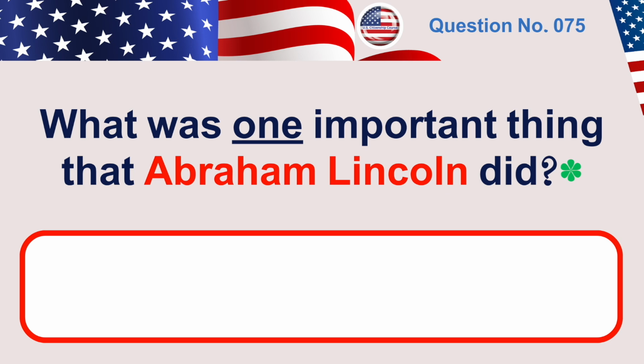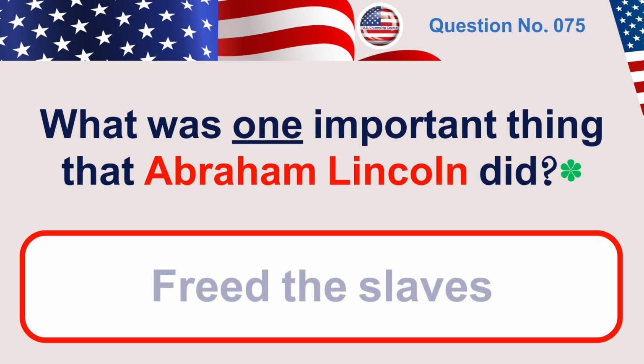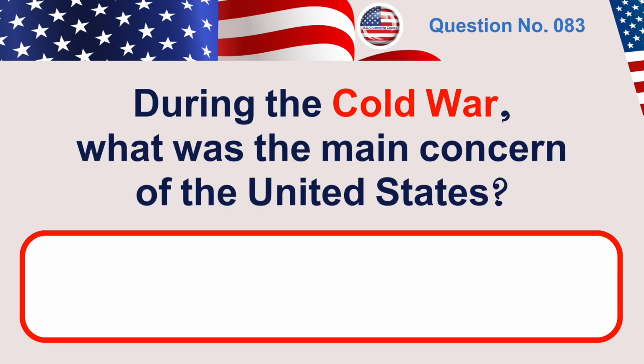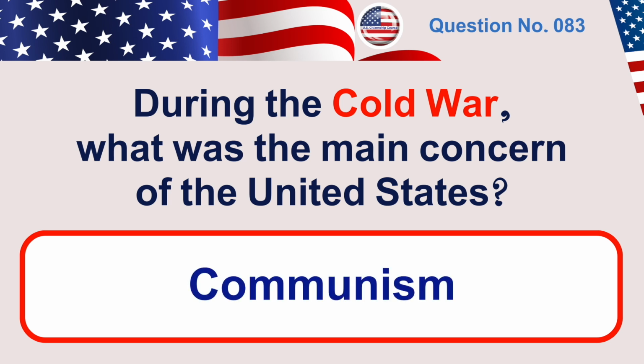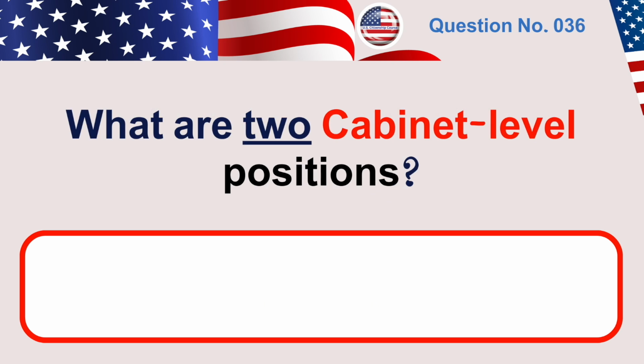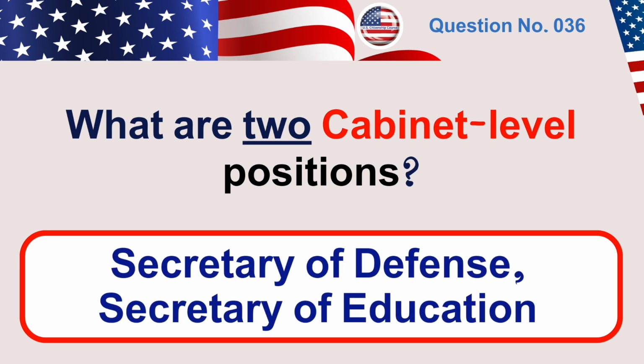What was one important thing that Abraham Lincoln did? Freed the slaves. During the Cold War, what was the main concern of the United States? Communism. What are two cabinet-level positions? Secretary of Defense. Secretary of Education.